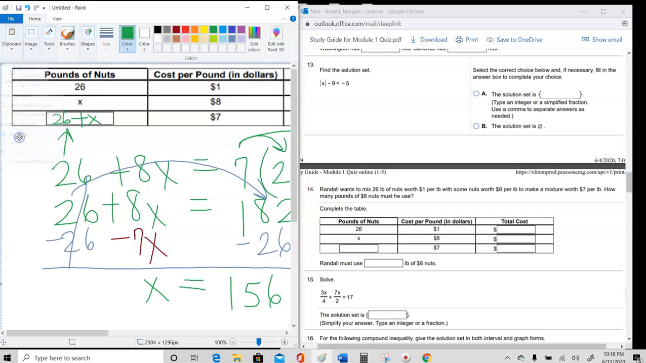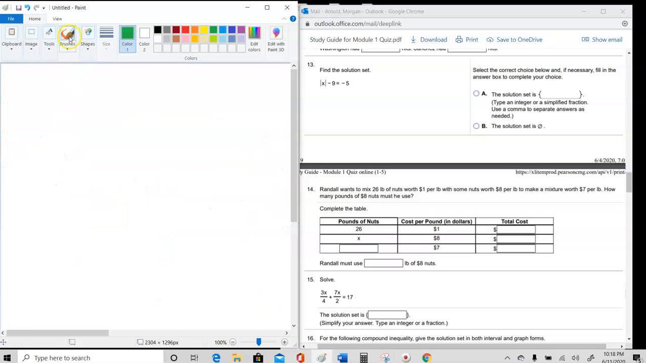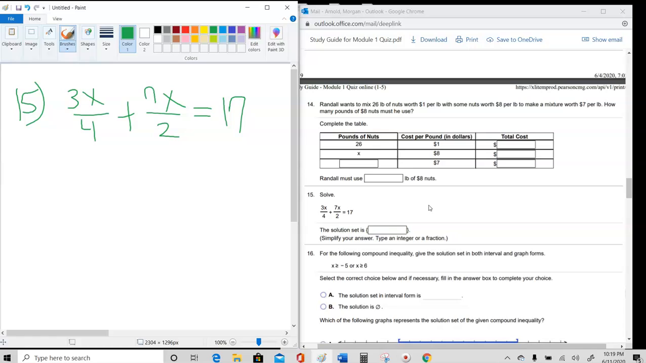Question 15, solve for x. So we have 3x over 4 plus 7x over 2 equal to positive 17. Step 1, get rid of the fractions. And first of all, find the least common denominator. The least common denominator is 4. So to get rid of the fractions, just multiply every part of your equation by 4, or by the least common denominator.